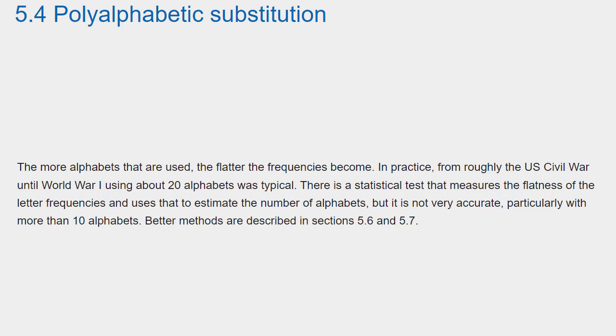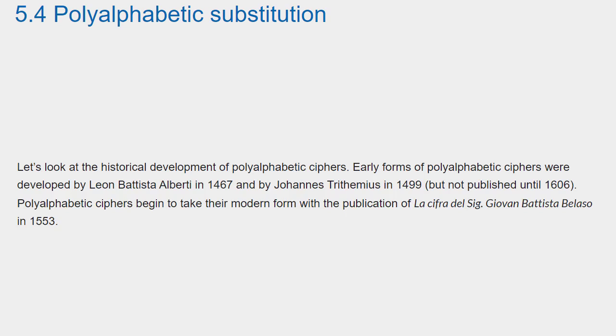In practice, from roughly the US Civil War until World War I, using about 20 alphabets was typical. There is a statistical test that measures the flatness of the letter frequencies and uses that to estimate the number of alphabets, but it is not very accurate, particularly with more than 10 alphabets. Better methods are described in sections 5.6 and 5.7.